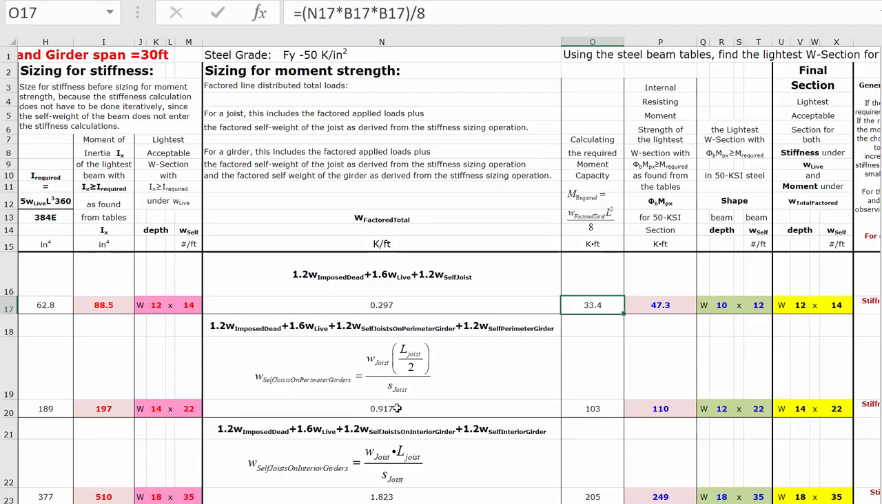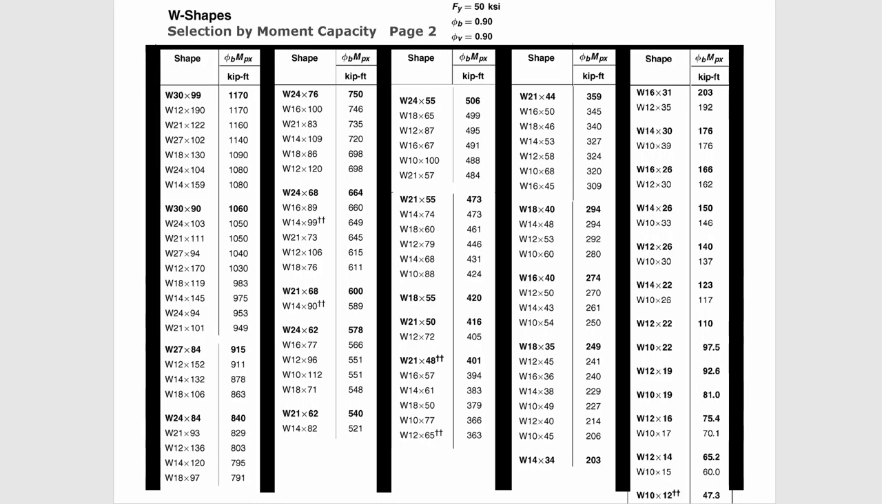Now we came down here and we came up with this moment of 103 that we need. So we're going to go back to our tables, and we start scanning up here, and we pass 103, and we arrive at something that has a moment capacity of 110 kip feet. So this works because it's greater than 103. It's a W12 by 22.